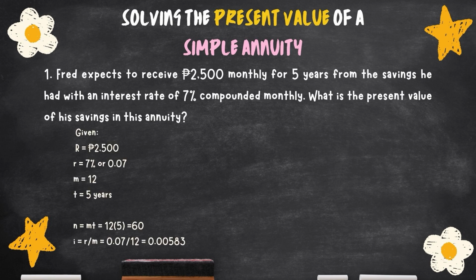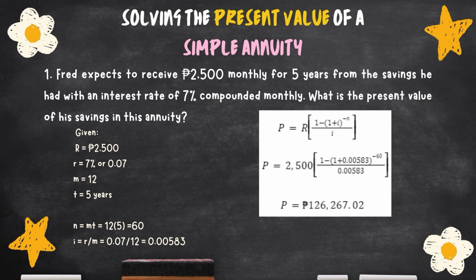There, let's determine the given. We have R, which is 2,500 pesos, the rate 7% or 0.07, the m 12, the t 5 years. And let's also solve for n, which is 12 times 5, 60, and i 0.00583. There we can evaluate now. So we have P equals 2,500 times 1 minus (1 plus 0.00583) raised to the power of negative 60, over 0.00583. And we have the present value, which is 126,267.02 pesos. That means Fred currently has 126,267.02 pesos in his savings.